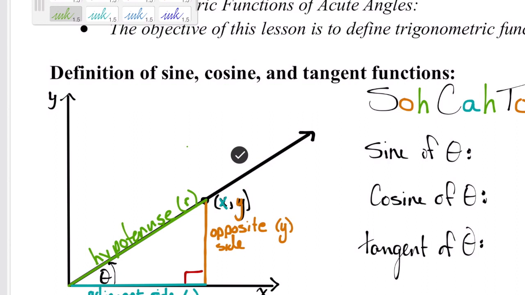The reason why we use R is for when we start looking at the unit circle. That's not something that we're going to be looking at in this chapter, but the R comes from the radius of the unit circle. So something that we'll circle back to if we end up getting the time for it this year.